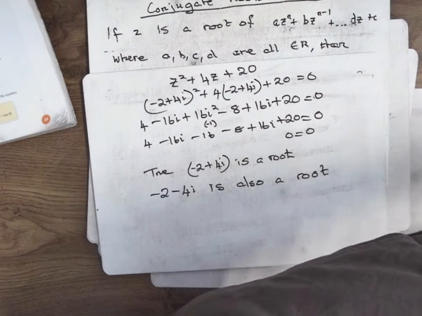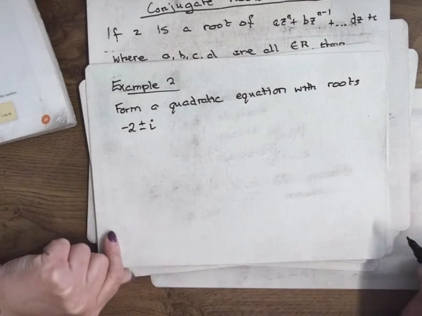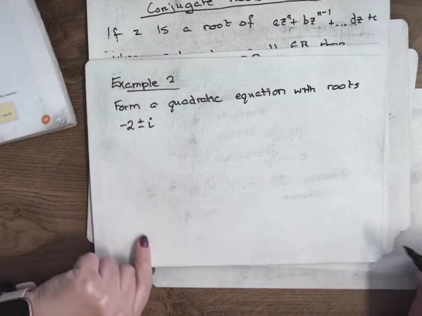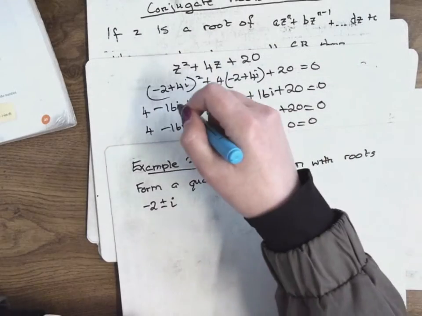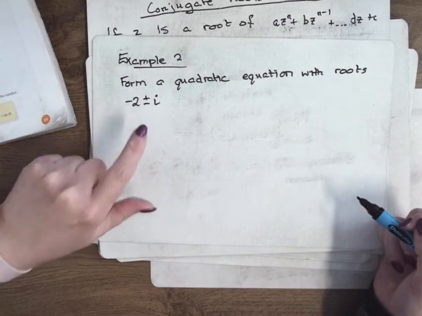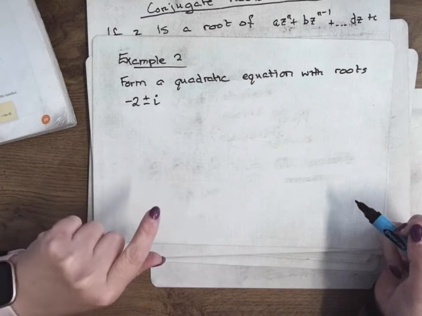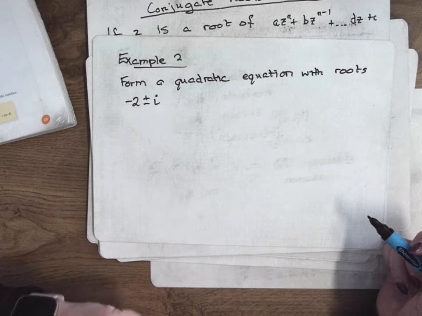Example 2. I'm going to tell you the answer. So I'm going to give you the 2 roots this time. So here I gave you one of the roots in the equation and asked for the other root. Now I'm going to give you the 2 answers, and I'm going to say find the equation.